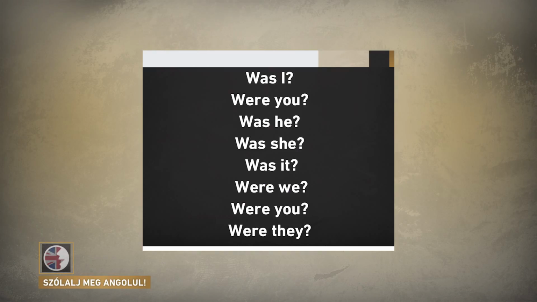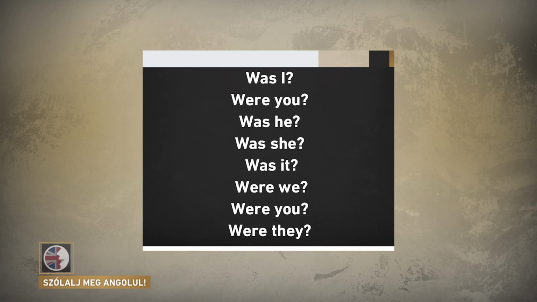So, we know how to make a question using the verb to be in the past simple tense. Was I? Were you? Was he? Was she? Was it? Were we? Were you? Were they? Fab!